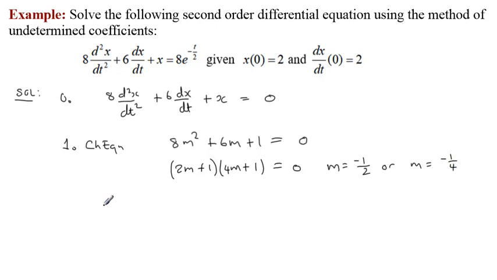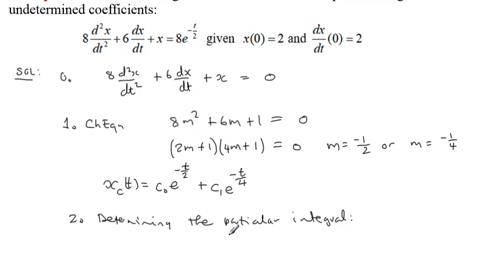And then we give our complementary solution. So now we give our complementary solution as xc of t equals our undetermined coefficient c, e to the power minus half t, plus c1 e to the power minus t over 4. That's our complementary solution. Now proceeding to the third step, we now determine the particular integral.